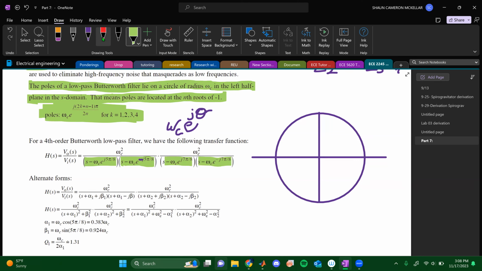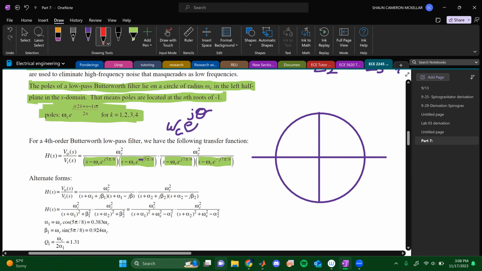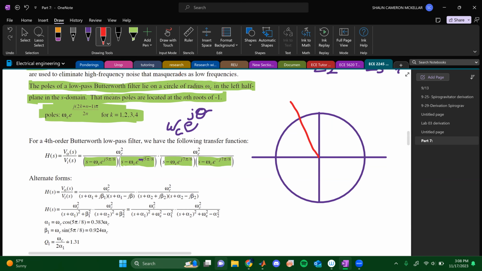Okay, now notice that the angles here, we have 4 angles, right? We have plus 5 pi eighths, minus 5 pi eighths, 7 pi eighths, and minus 7 pi eighths. So I can draw those on the unit circle, and they look something like this. This would be approximately theta equals 5 pi over 8.